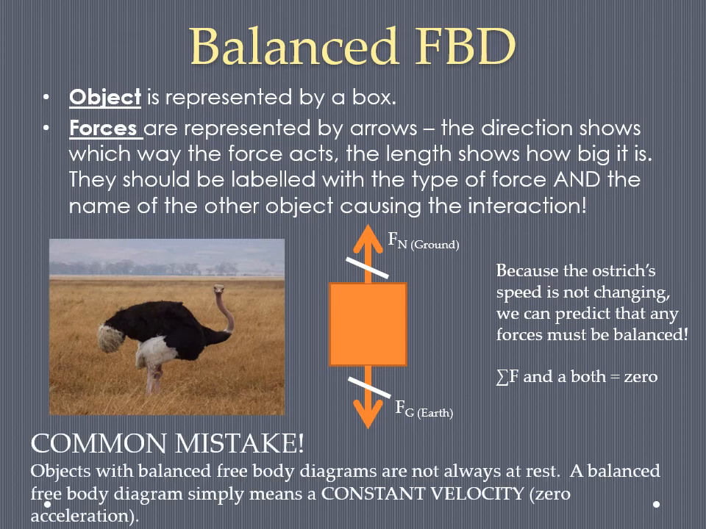Pretty straightforward. There's one little note about balanced free body diagrams, and that is that you should remember that objects that have balanced free body diagrams are not necessarily at rest. This ostrich is, but all that you can tell from a balanced free body diagram is that the object is moving at a constant velocity, which is 0 acceleration. So this ostrich could have the exact same free body diagram if it was, for example, riding in a train that was going across the ground at a constant velocity. The exact same free body diagram would be true even though that ostrich is moving. The forces would be balanced as well.